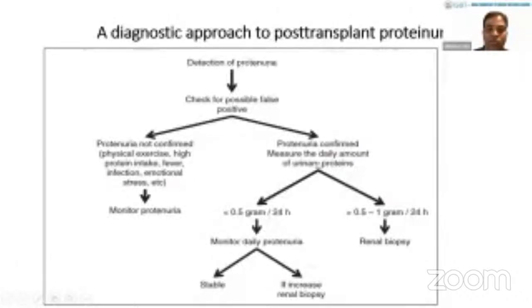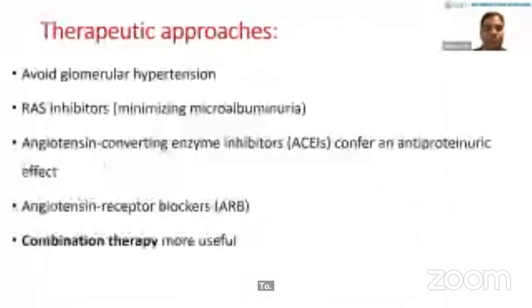But whenever there is significant proteinuria, if it is below 0.5 grams, you need to monitor it daily. If it is stable, there is no need for a biopsy. But if it is unstable, like if there is more proteinuria, more than 0.5 to 1 gram per 24 hours, a renal biopsy may be considered for a definitive etiology of the proteinuria.